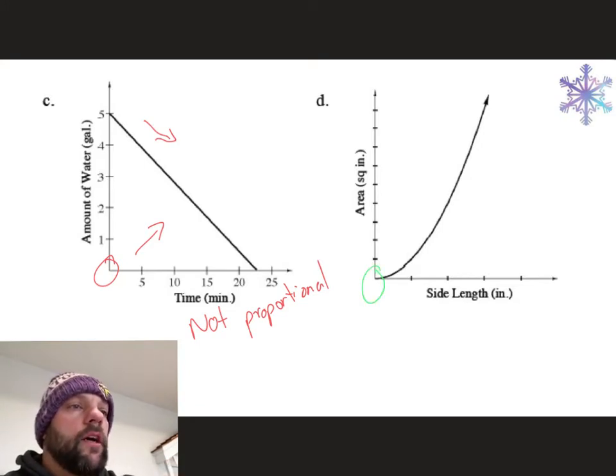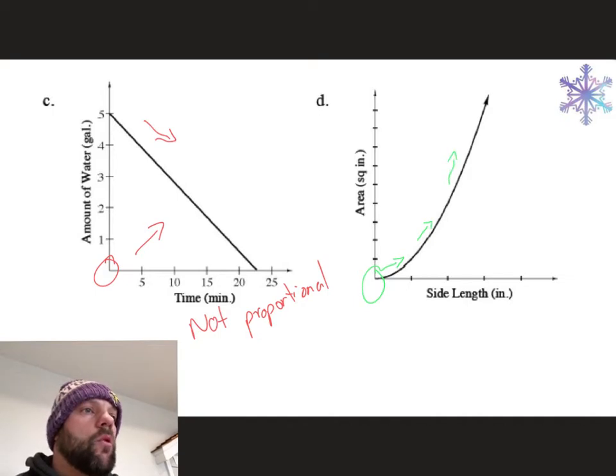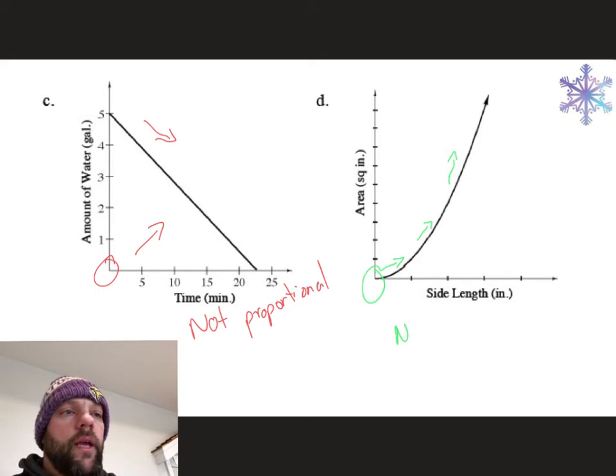All right, looking at D. Look at that. It crosses at 0, 0. However, you notice my line goes like this, then it goes like this, and then it's getting more straight up and down. So it's not increasing by the exact same amount. Okay, so in order for it to be a proportional relationship, it has to be increasing by the same amount.